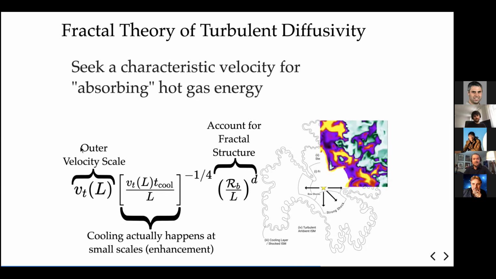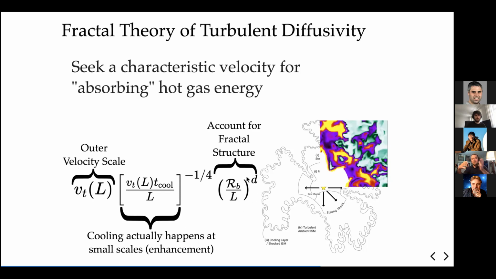That can be accounted for by the velocity scale in the outer energy containing scale. This is characterizing the turbulence overall. You then want to account for the fact that the actual velocity that matters is on the cooling length. So that's what this term is accounting for. It basically depends on the fractal structure, but also the shape of the structure function of the turbulence. And it acts to enhance the amount of cooling that can go on.